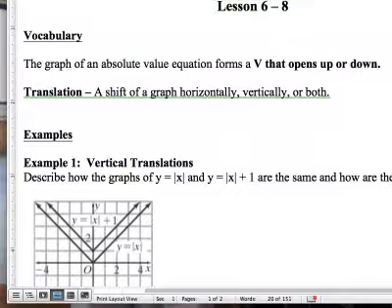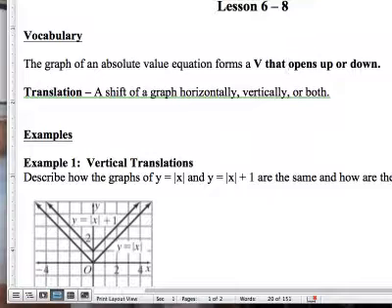All right, so an absolute value equation is a graph that looks like a V, okay? We've been working with lines, but when you add in an absolute value, it turns it into a V, okay? And a translation is a shift of a graph horizontally, vertically, or both. So we can take a graph and move it up, down, left, or right.